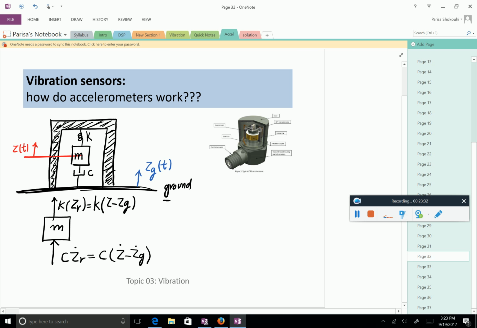But the inertia, no, this is the other way around. We took the positive upward, so they both will be against.